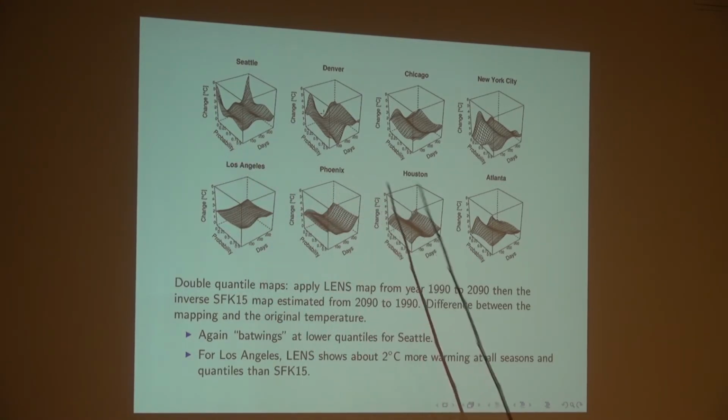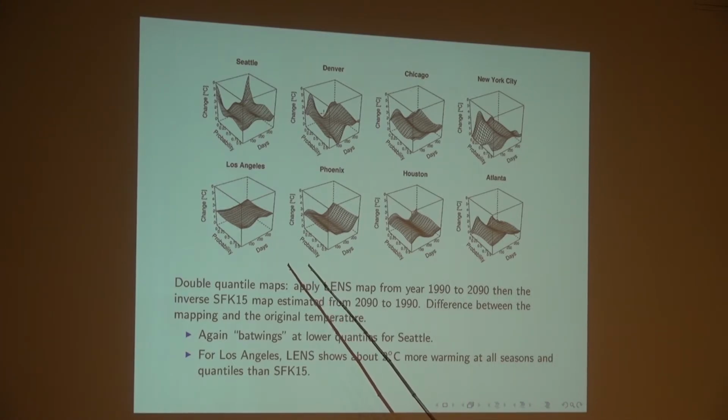This is again saying that in 2090, the Lens ensemble thinks wintertime temperatures in Seattle are going to warm a lot more than the Shriver ensemble does. It's kind of interesting. It's saying in LA, Lens just thinks LA is going to uniformly warm about 2 degrees more than Shriver does, but with no obvious seasonal or quantile effect. So, I mean, you can do this wherever you want. These are just 8 cities that we decided 8 was about as many as we could fit into a plot without people's eyes exploding.